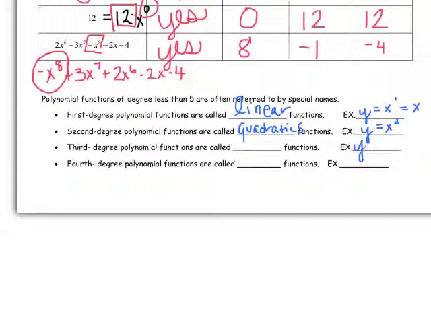X cubed, the third degree, y equals x cubed, those are cubic. And then lastly, y equals x to the fourth, those are quartic. I've never memorized this. I have to look it up. At the start of this unit, if this comes up on a quiz or a test, I will be sure to remind y'all before we start. All right, let's go on to page 2.